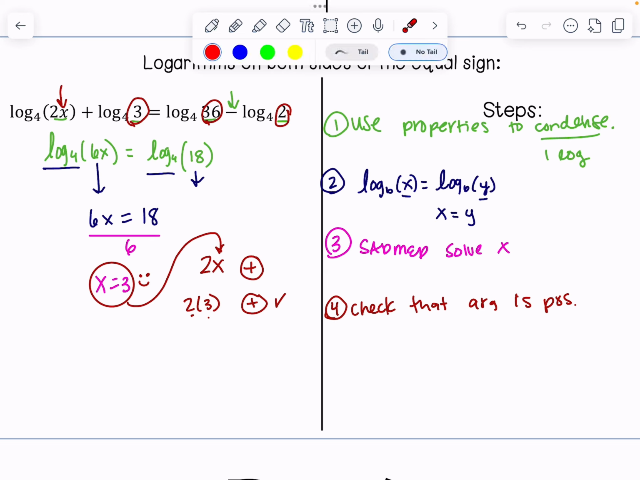So once again, I really like these. These are kind of my favorite. Logarithms on both sides of the equation. Condense it down to where it's a singular logarithm. You can only do this if it's a singular logarithm on both sides. But if you have a singular logarithm on both sides, and they have the same base, just set their arguments equal to each other and solve. Don't forget to check that your original equation needs to have positive arguments all the way around, and then you're done.